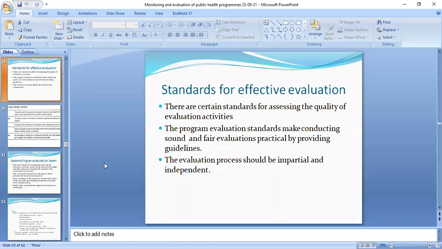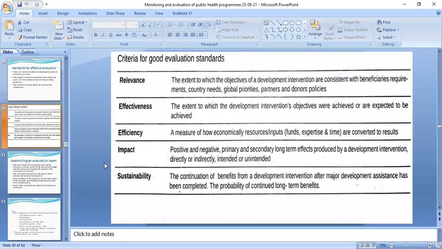Now the standards for effective evaluation. There are certain standards for assessing the quality of evaluation activities. The program evaluation standards make conducting sound and fair evaluation practical by providing guidelines. The evaluation process should be impartial and independent. Now the criteria for good evaluation standards. It should be relevant, effective, efficient, have impact, and be sustainable.